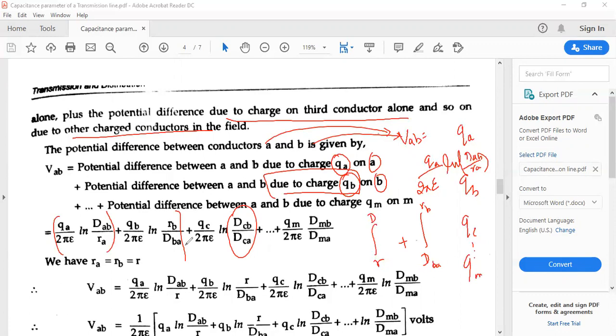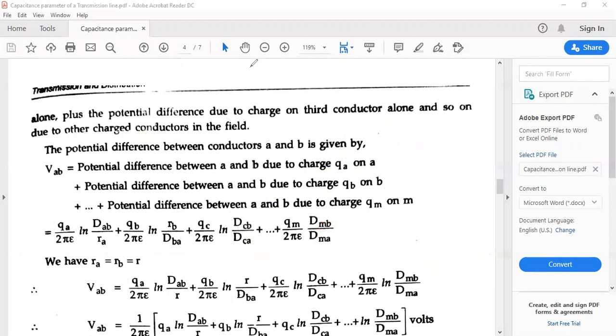Then QC divided by 2 pi epsilon ln of DCB divided by DCA, plus at the end QM divided by 2 pi epsilon naught ln of DMB divided by DMA. Whatever the subscripts you are seeing, DCB divided by DCA, this is due to charge QC on C. Both the conductors present are B and A. That is due to the charge, DCB divided by DCA.